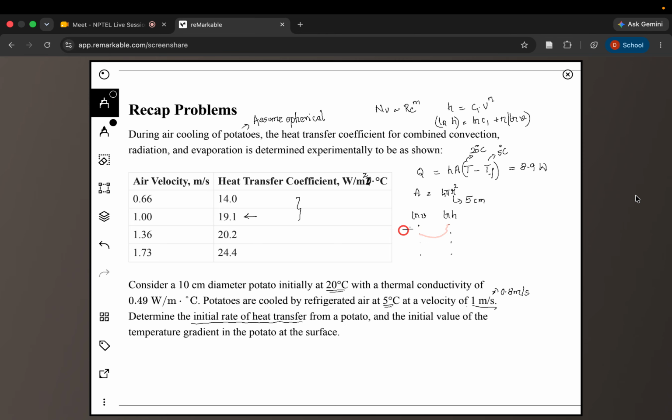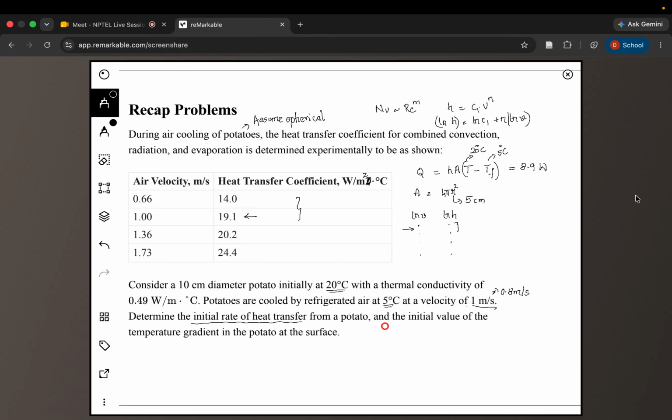Then we have a new value at 0.8 meter per second that we are trying to interpolate, which we can interpolate between these two. That would give us the heat transfer coefficient at any intermediate velocity, let's say 0.8 meter per second or any other velocity we wanted. I hope that is clear. But anyway, that is not part of this question.